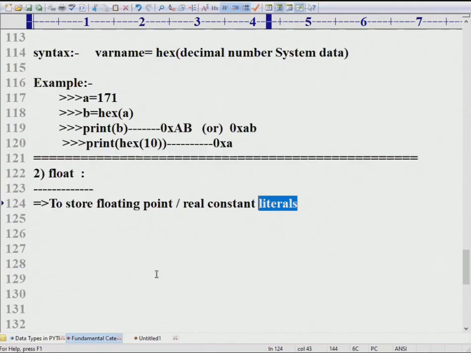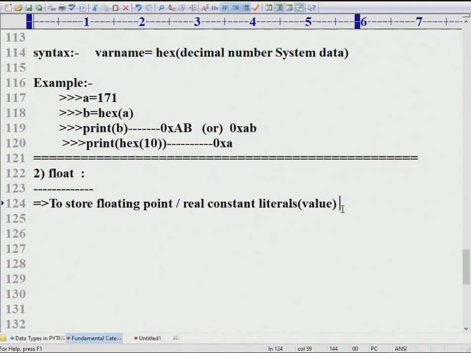Suppose 10 is called an integral literal, an int literal. 10.25 is a floating point literal. True is a boolean literal. Are you getting my point? So a literal is nothing but a value. Using this data type we can store values.